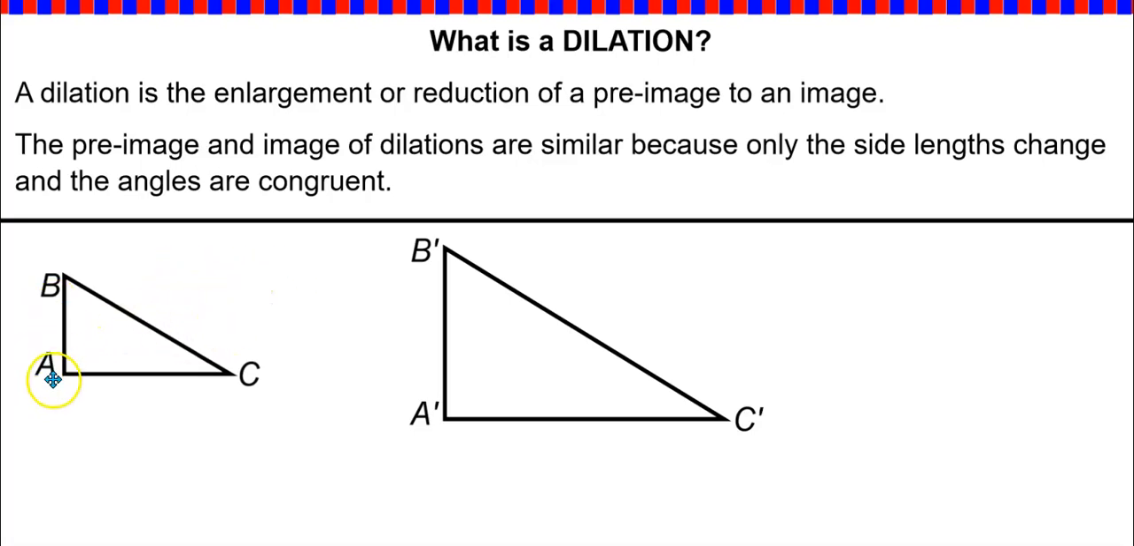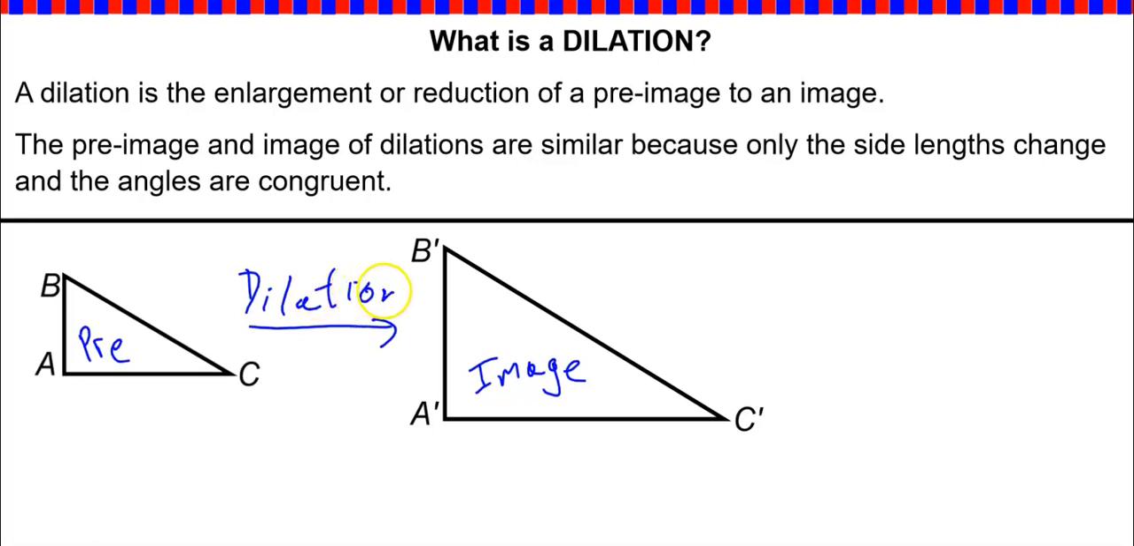So right here, if we start with triangle ABC, here is my pre-image. A prime, B prime, C prime. Remember the primes. Those are the image. So this would be a dilation.